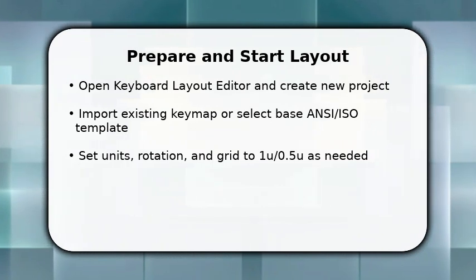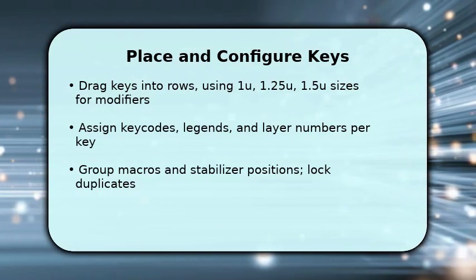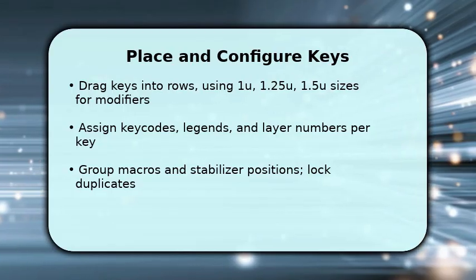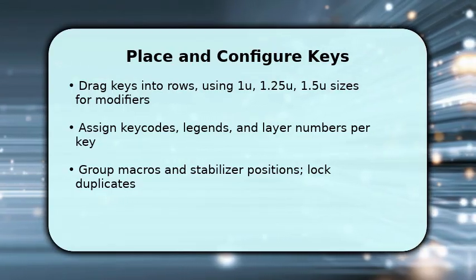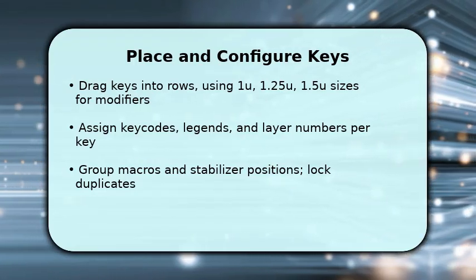You now place keys and configure their behavior. Drag individual keys into rows and snap them to the grid. Assign each key its key code and legends, and add layer numbers where you need alternate functions. This organizes how the board behaves.